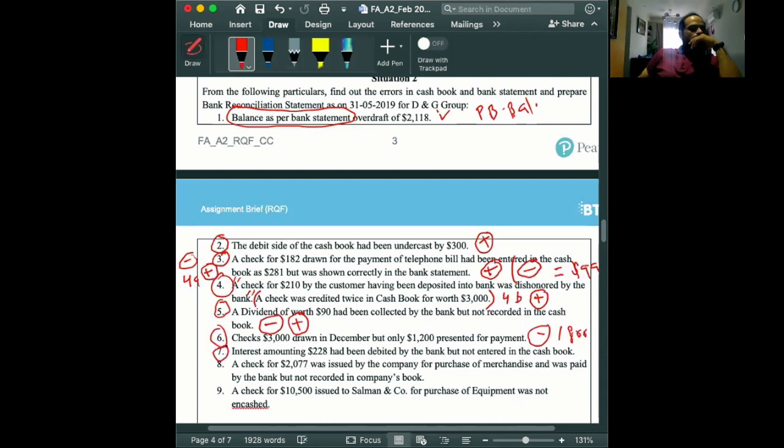Number 7. Interest amounting $228 had been debited by the bank but not entered in the cash book. Minus. Everybody minus?